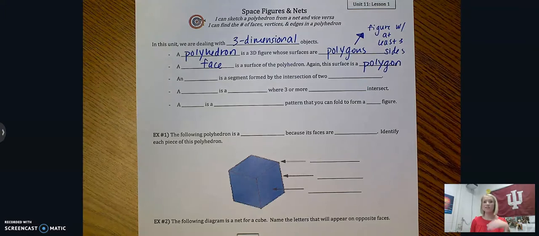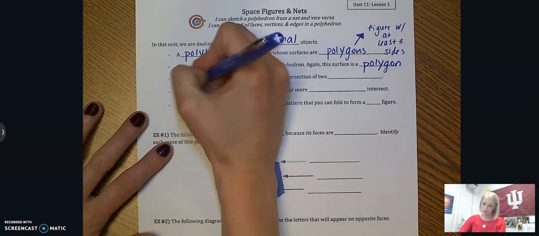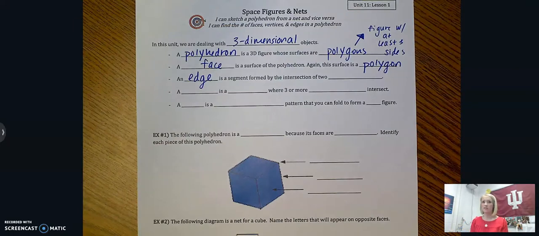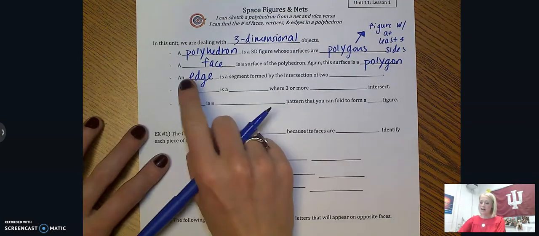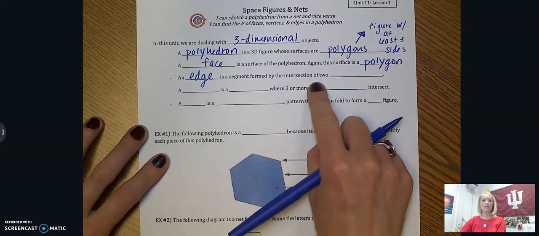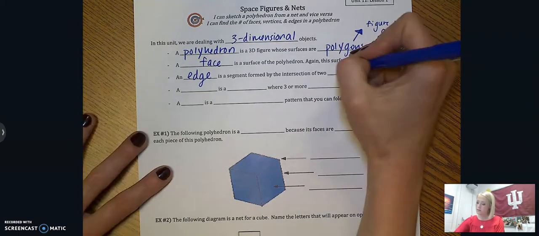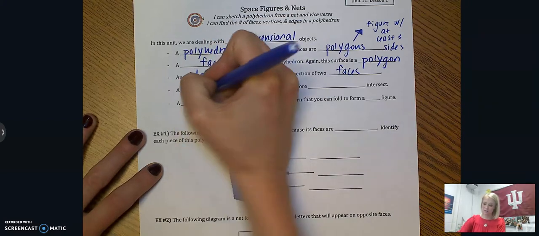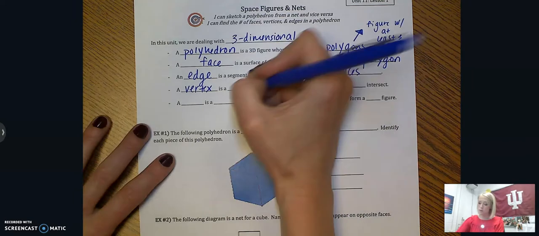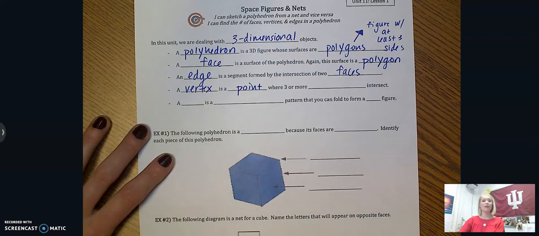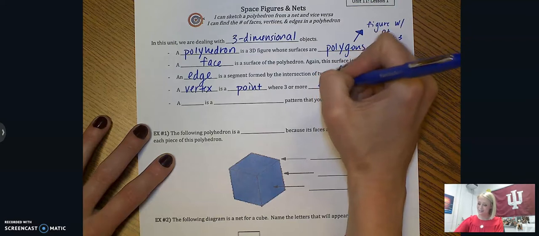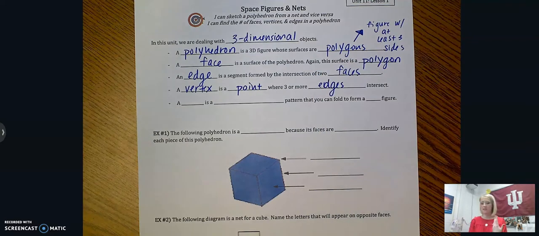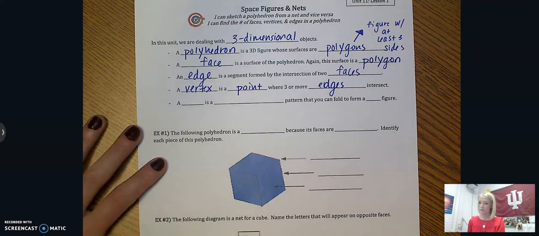Okay, so we've got faces, and then we've got edges. And these terms you have learned before. It doesn't mean I think you remembered them, but you have learned them all before, just an FYI. An edge is a segment formed by the intersection of 2 faces, where 2 faces come together. Then you've got vertices, or just singular, a vertex, which is a point where 3 or more edges intersect. There's a lot of overlap with the terms here, but seeing them pointed out on a figure will be super helpful.